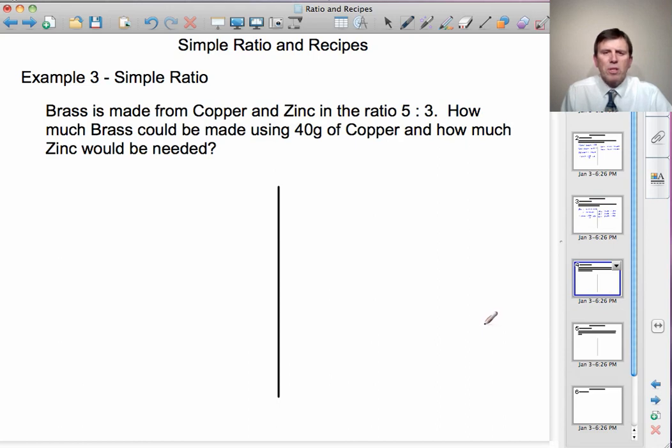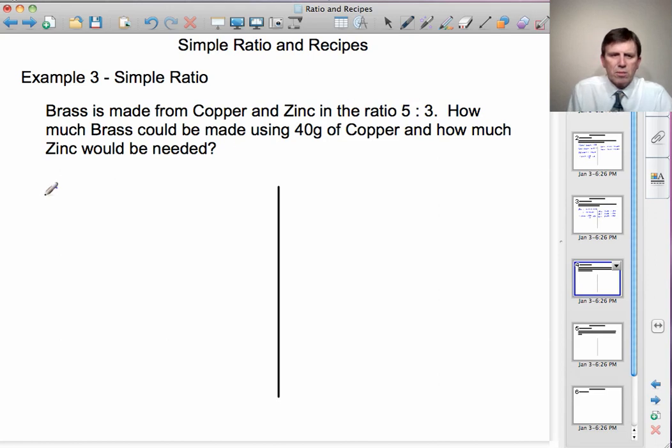Brass is made from copper and zinc in the ratio 5:3. No word respectively this time, but it doesn't matter. We assume that the copper is 5 parts and the zinc is 3 parts. How much brass could be made using 40 grams of copper, and how much zinc would be needed? Well, this question is different to the other two because this 40 grams I'm told about is not the brass. It's not the whole amount of material that's there. This is 40 grams of copper, and we can see that copper represents 5 parts of the total.